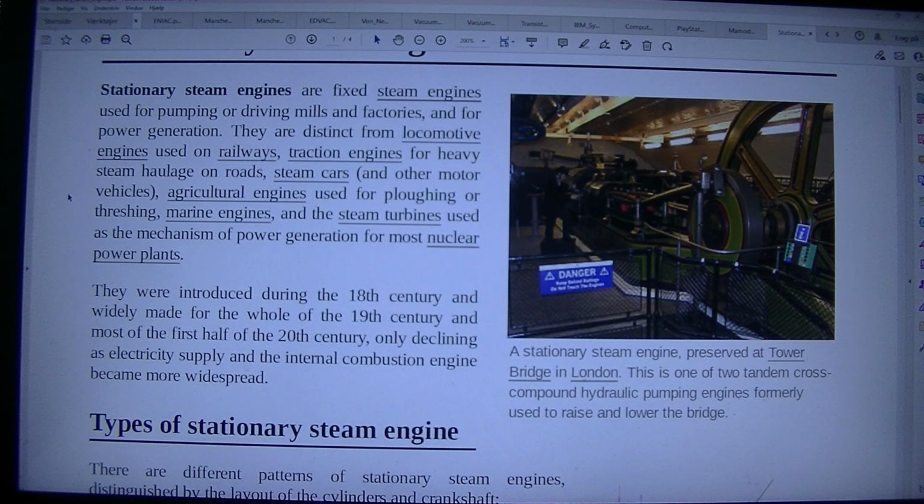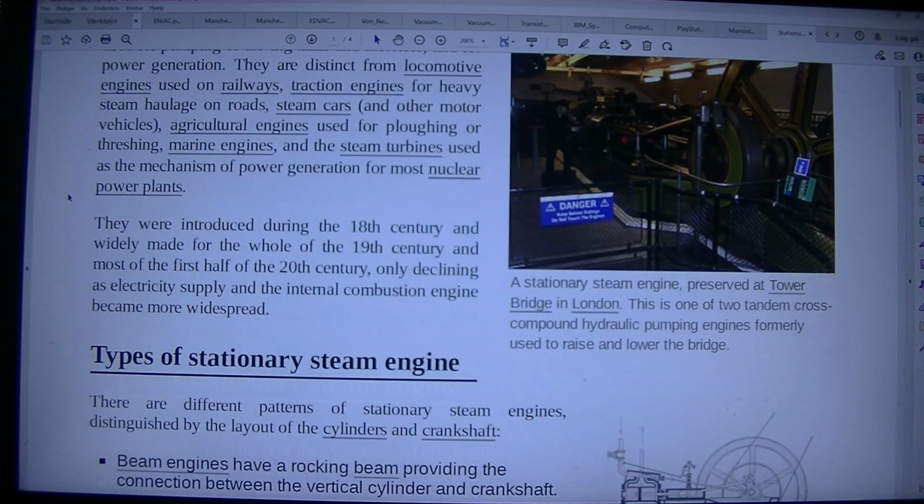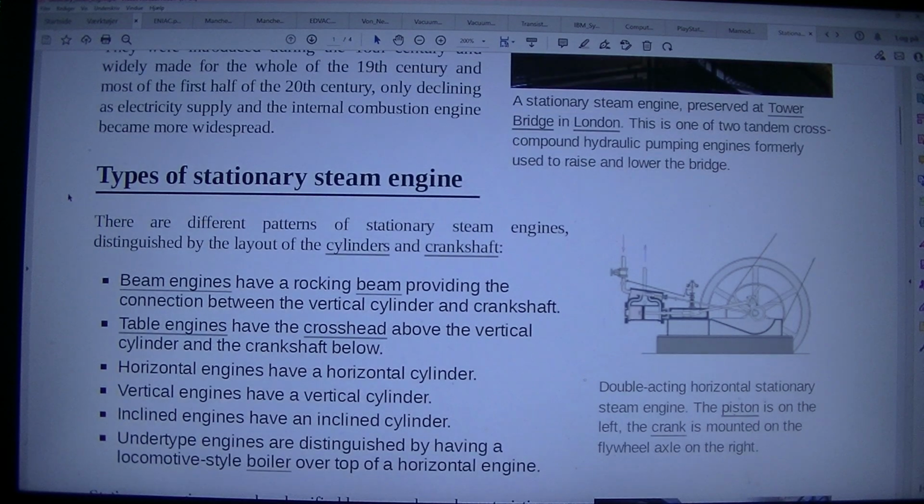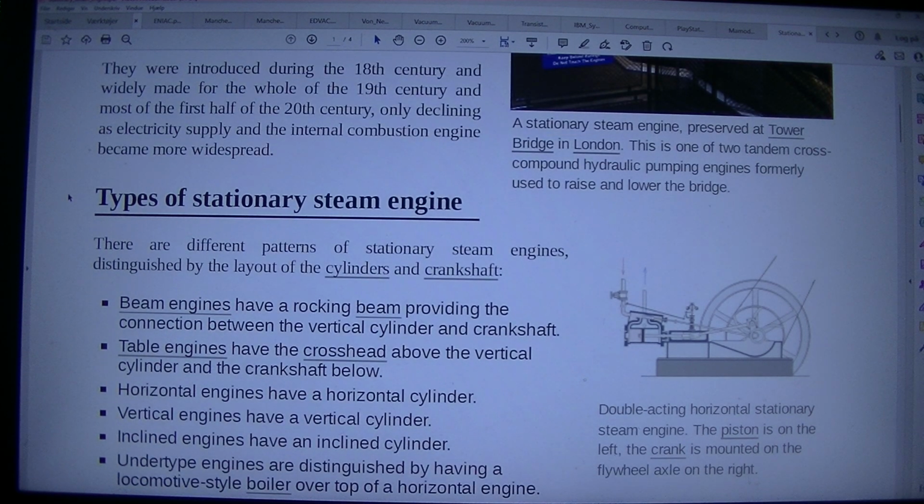They were introduced during the 18th century and widely made for the whole of the 19th century and most of the first half of the 20th century, only declining as electricity supply and the internal combustion engine became more widespread.